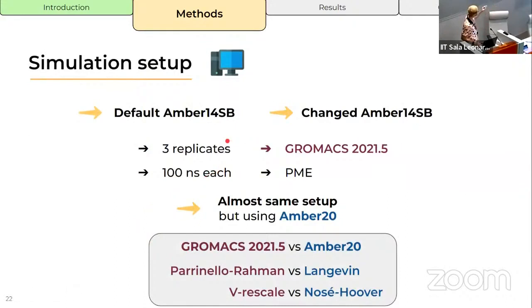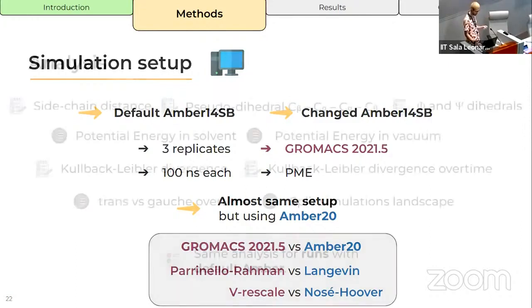Okay, so we used the two different charge sets, the default one and the changed one, and we used triplicates of 100 nanoseconds each using GROMACS and PME. We did almost the same setup using AMBER, but since we did the GROMACS simulations first, we could not use exactly the same parameters in AMBER, because AMBER does not support the thermostat, the V-rescale, and the barostat, the Parrinello-Rahman, so we had to use Langevin and Nose-Hoover for the AMBER simulation. So the AMBER simulations are slightly different, but we are using the same charge sets. It's something to keep in mind when we analyze the results.